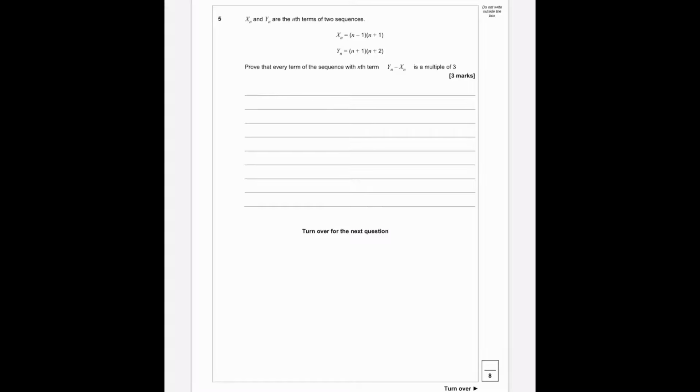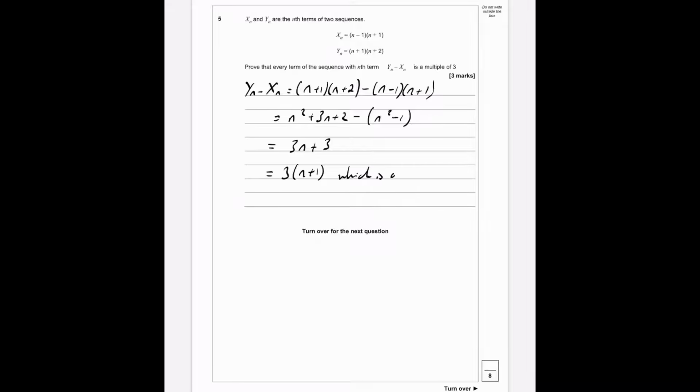Alright, question number 5. We're given 2 sequences in terms of n, and we're asked to show that the difference between the 2 sequences is a multiple of 3. So if we take yn, subtract xn, replace the nth term versions of those. I'm going to expand out both the sets of double brackets. Be careful when expanding out the right-hand pair, because we're subtracting the expansion. I'm going to leave a set of brackets in there just to show that clearly. And then when we do the 2 subtract -1, it comes to the plus 3. Factorize the 3 out, and we can see that's quite clearly a multiple of 3.